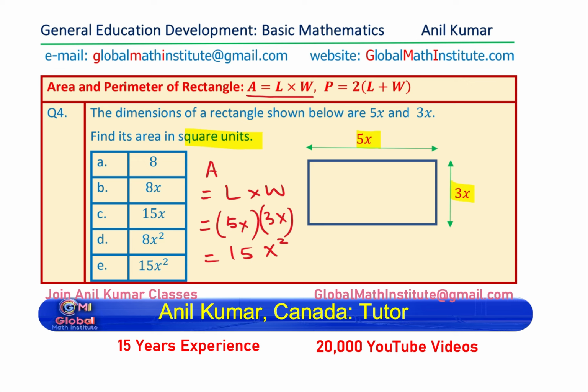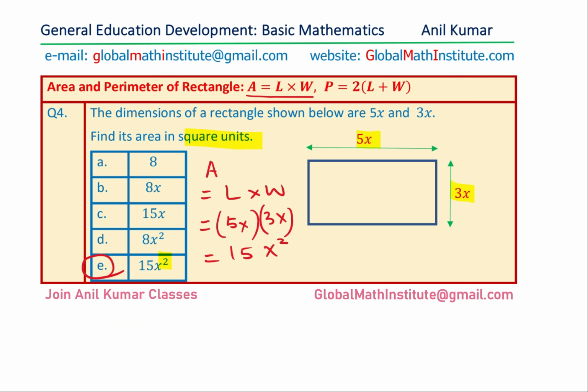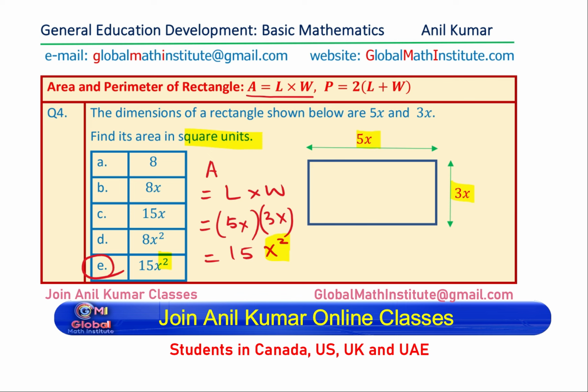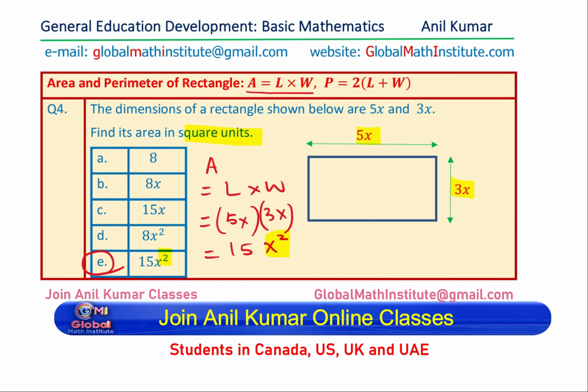That is critical to understand. So we have 15x squared as the correct answer. Make a note of this: when you multiply x with x, you get x squared. Okay, let's move on to the next question.